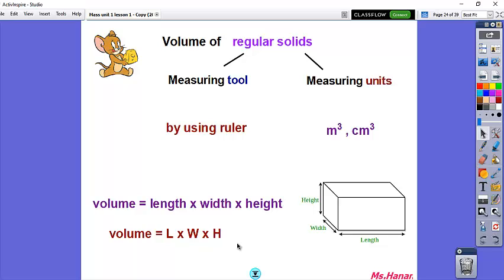To calculate volume, we use this rule or this law: volume equals length times width times height. Or write it by symbols: volume equals L, meaning length, times W, symbol for width, times H, the first letter of height. Let's try to answer this example together.